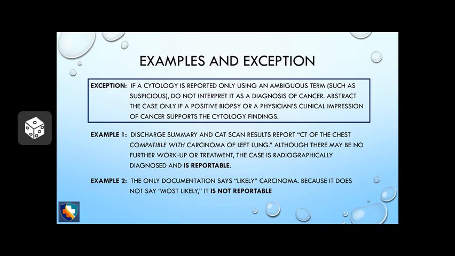Example number 1. A discharge summary and CAT scan results report CT of the chest compatible with carcinoma of the left lung. Although there may be no further workup or treatment, the case is radiographically diagnosed and is reportable. Example number 2. The only documentation says likely carcinoma. Synonyms of ambiguous terms do not constitute diagnosis. Because it does not say most likely, it is not reportable.